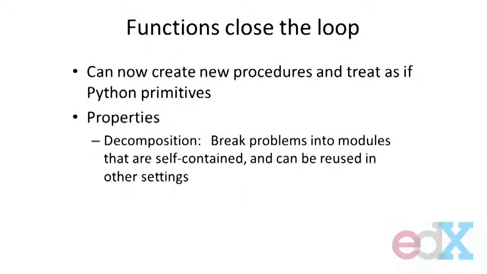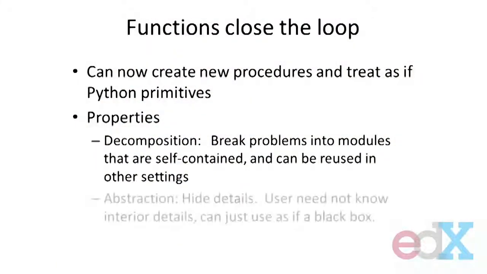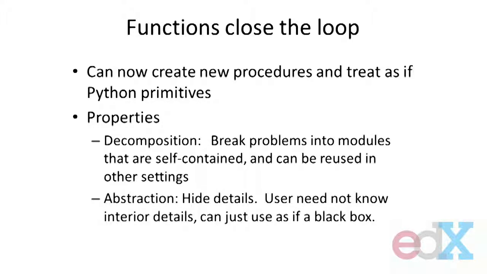The second big property we've talked about, and that's abstraction. Functions let us hide details. The user just needs to know how to use the function. It does not need to know the interior details. And that simplifies design by suppressing details that are not essential to the thinking of a user trying to do something more complicated. And so functions now are a great addition to the set of things we have in our toolbox.